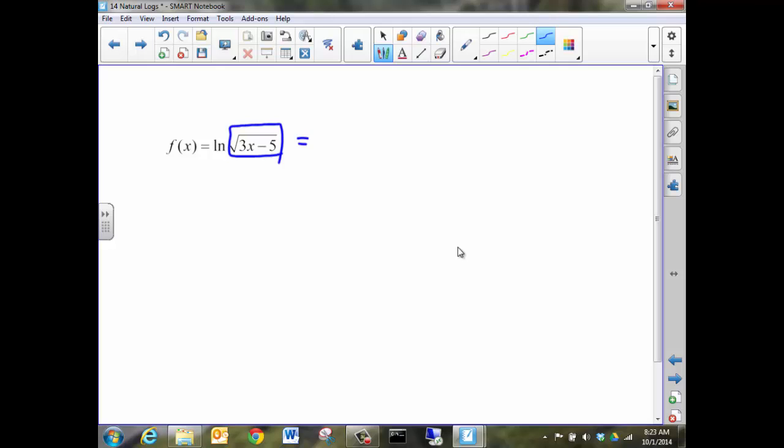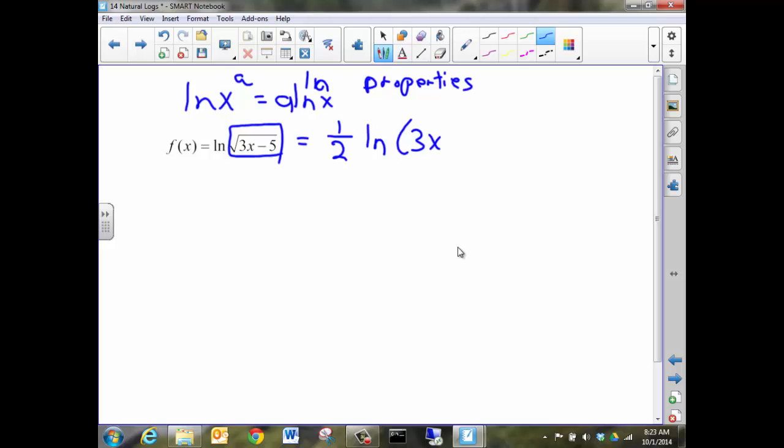Right. We went back to our log properties. One of our log properties said if we have x to the a power, and we're taking the log of that, we can move the exponent down in front and make it a times the ln of x. So what power is 3x minus 5 being raised to right now? 1/2. So we can make this 1/2 times the ln of 3x minus 5.